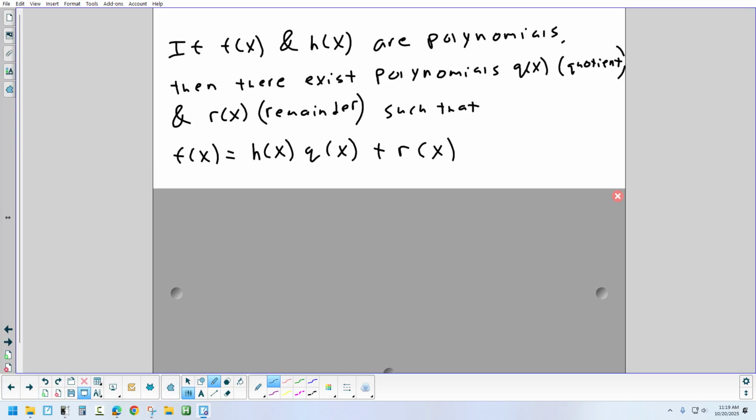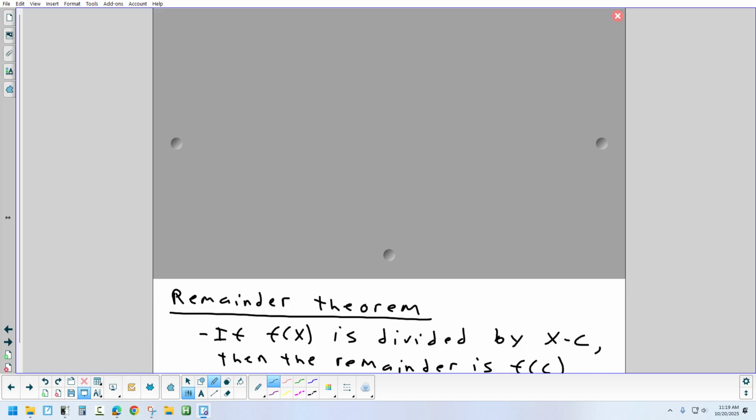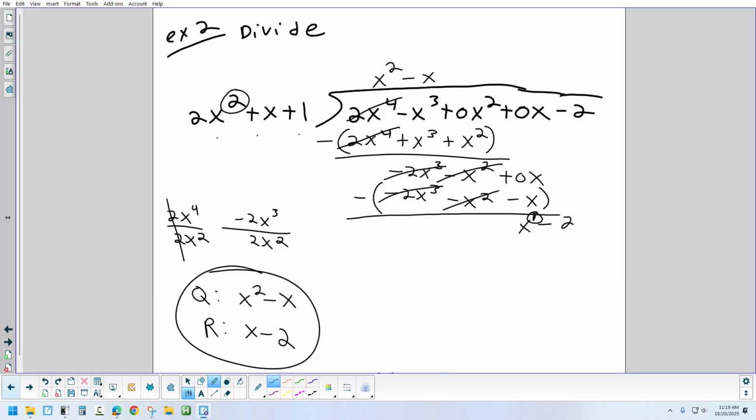All right, so let's look at a theorem. Okay, and this is called the remainder theorem.